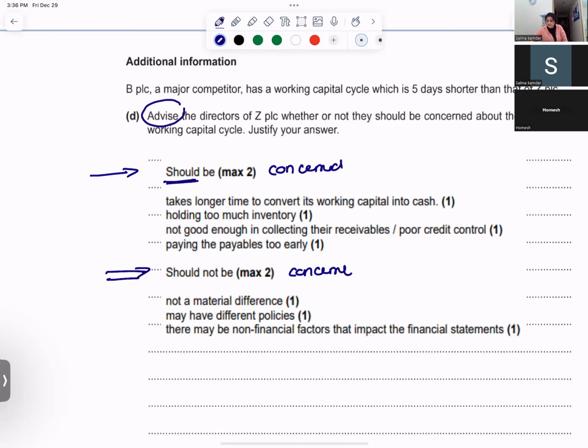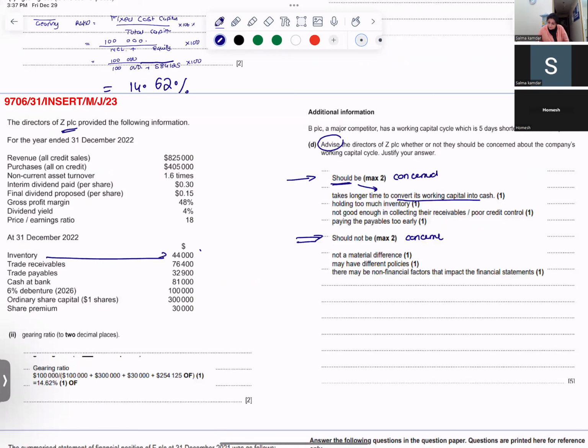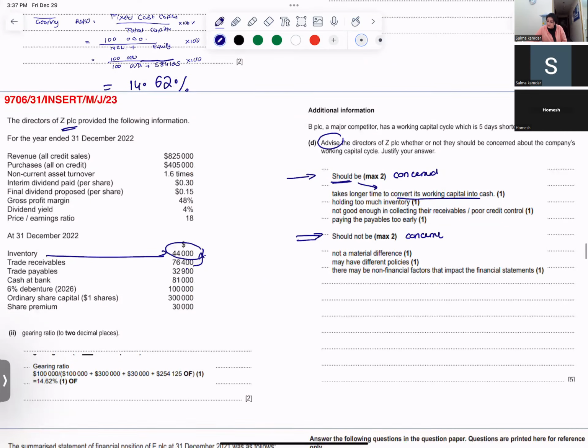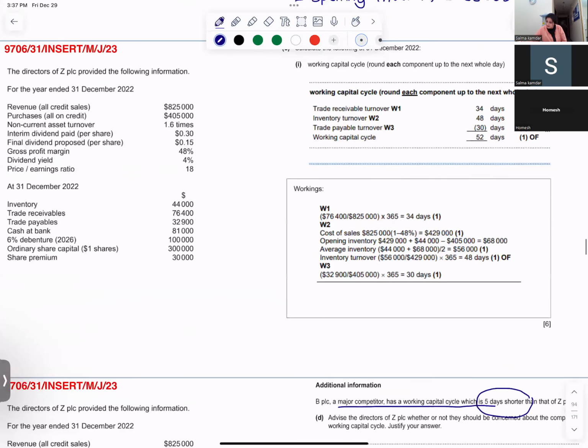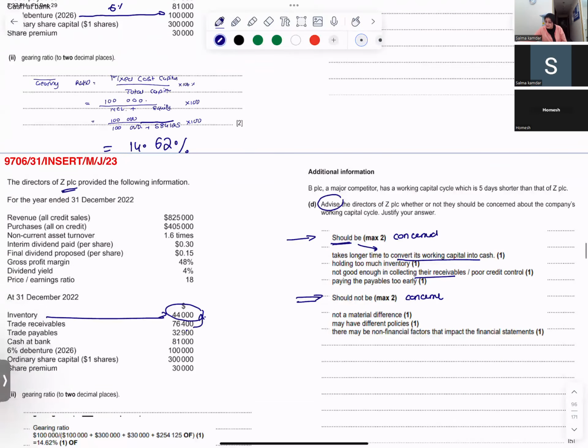They should be concerned because it takes longer to convert working capital into cash. Also, ZPLC is holding too much inventory. See, 44,000, it's almost 1.5 times the trade receivables. And ZPLC is not good at collecting money from trade receivables because they're taking so much time, 34 days to collect money, and they're paying very soon. That's true, so they should be concerned.